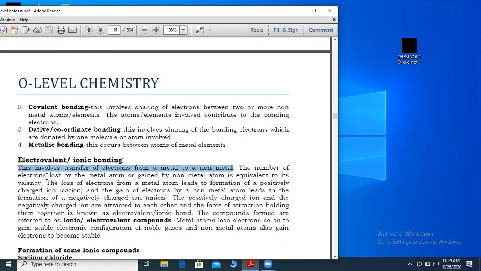The number of electrons lost by the metal atom is gained by the non-metal. The number of electrons lost by a metal atom or gained by a non-metal is equivalent to its valence. So when a metal loses 2 electrons, it means its valence is 2. That's why the electrons in the outermost shell, we call them valence electrons. Those electrons help us to determine the valence.